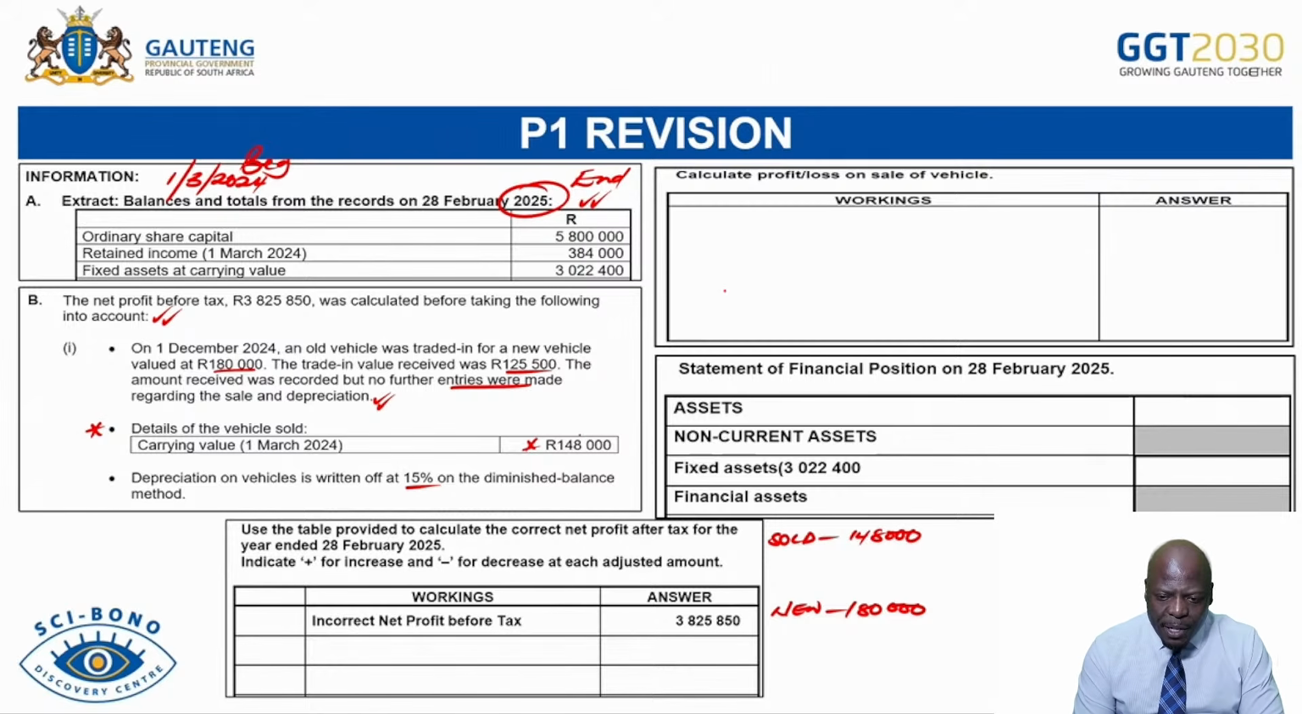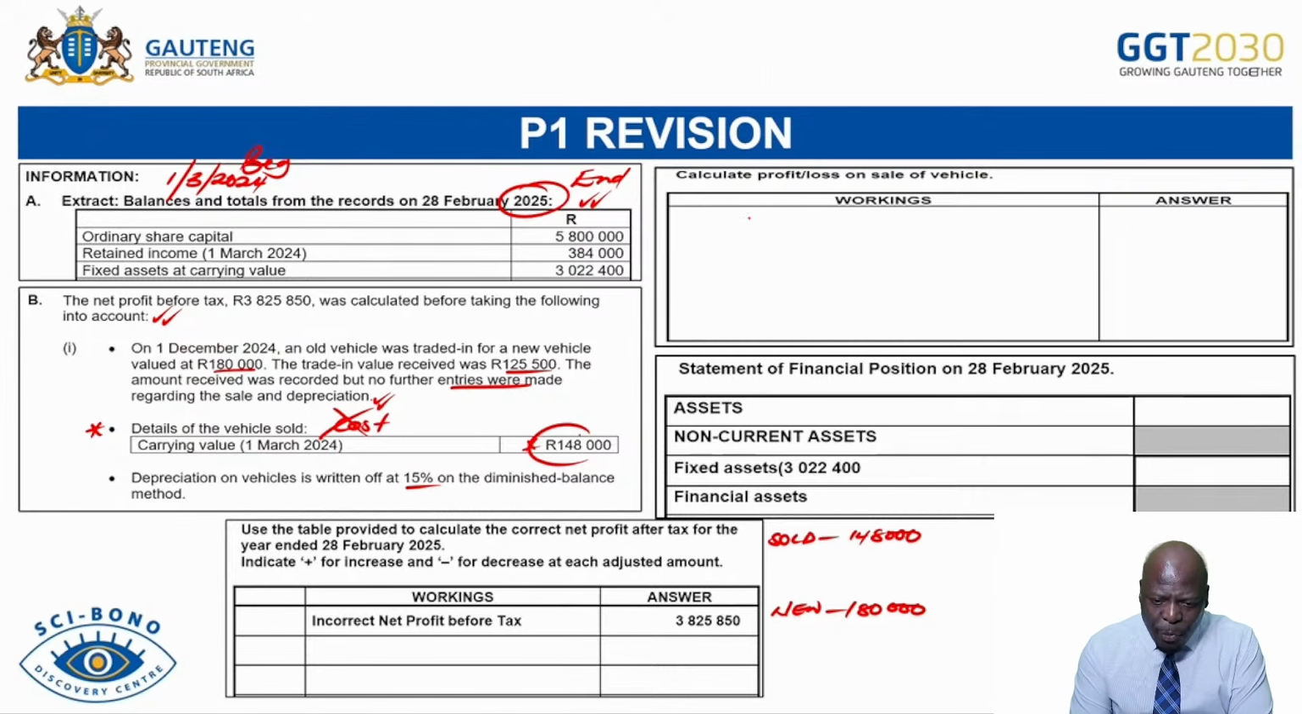We would know, therefore, that if we're given the carrying value, we are not going to get the cost of this vehicle. We're not going to get that cost. And it is not necessary to get the cost. Once you have the carrying value, it will assist us, therefore, to get the profit or loss.